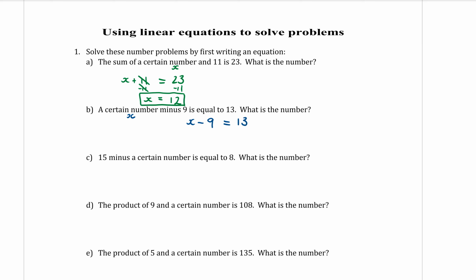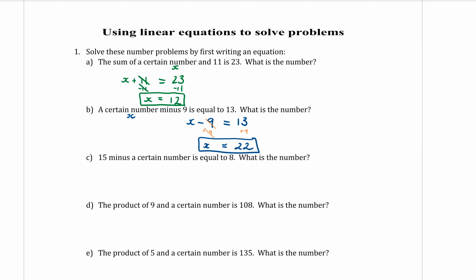All right, so first of all, what is my opposite? Plus 9. So that will cancel that out. x is by itself. 13 plus 9 makes 22. Very good.